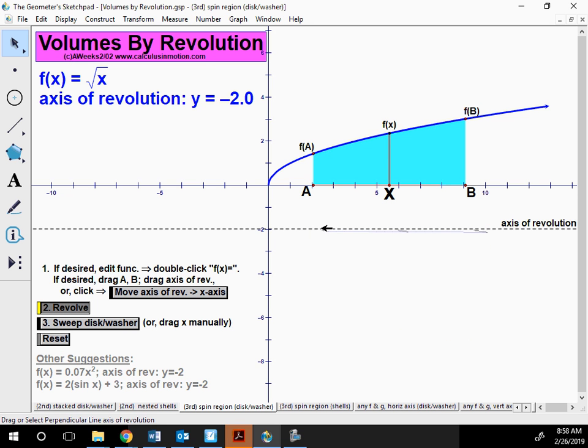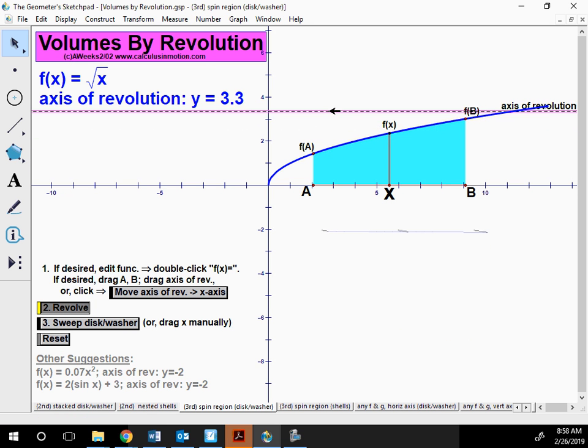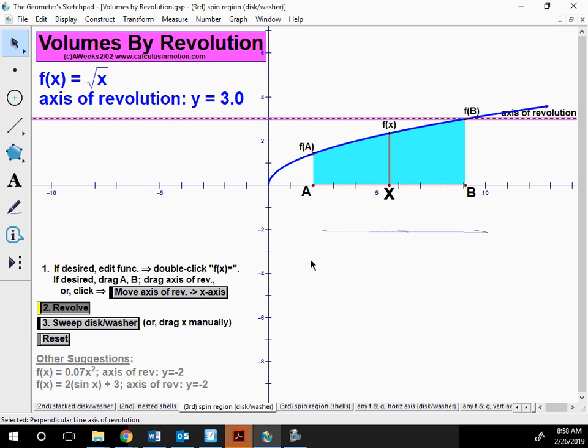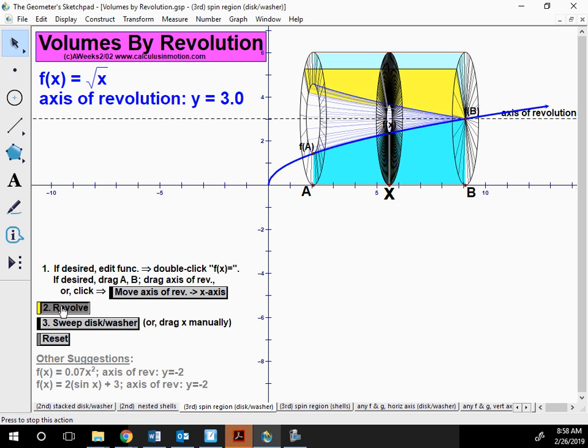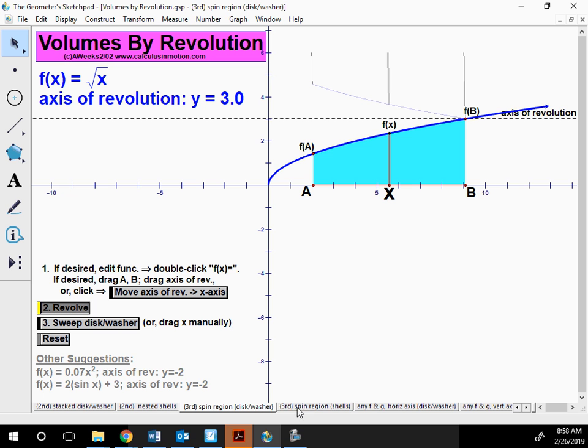Again, we can see that it's going to change our shape if we were to go above. Let's put our axis of revolution right there. We can expect that it's going to make that cylinder with kind of a funnel shape cut out of it. So now our shape is different because our axis of revolution is different. So we're finding a different volume here.